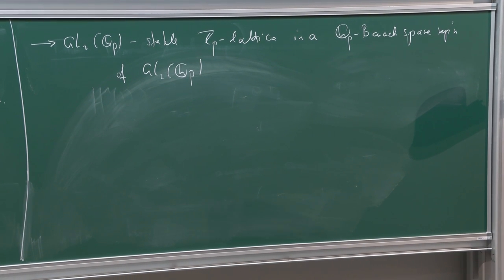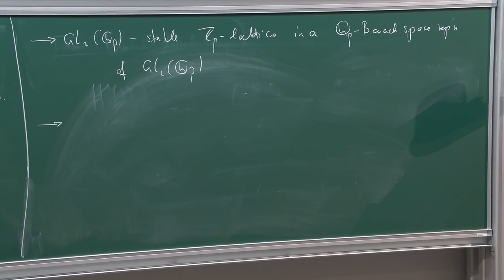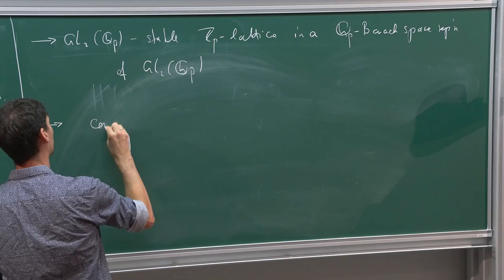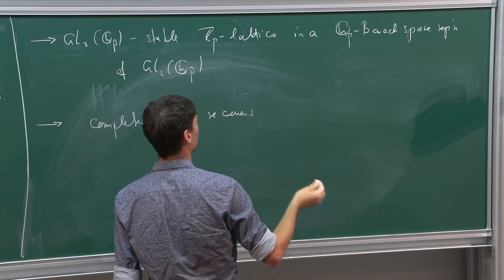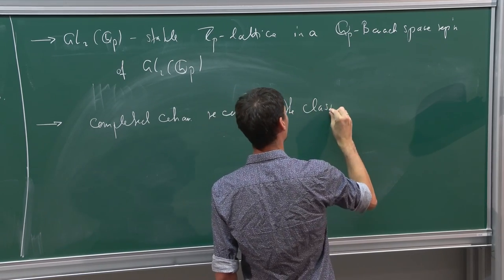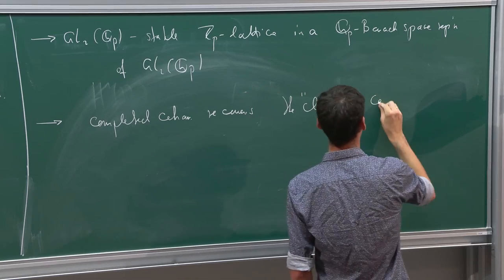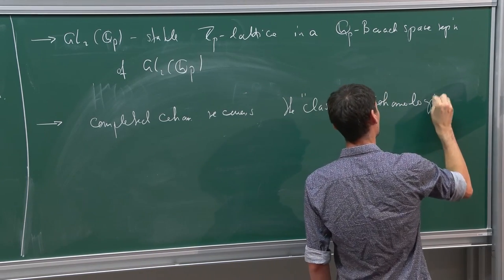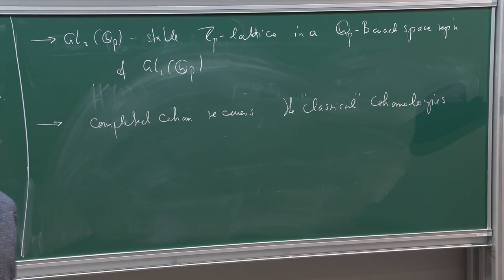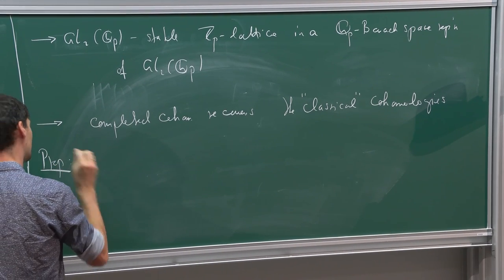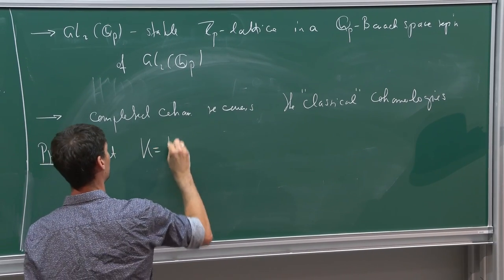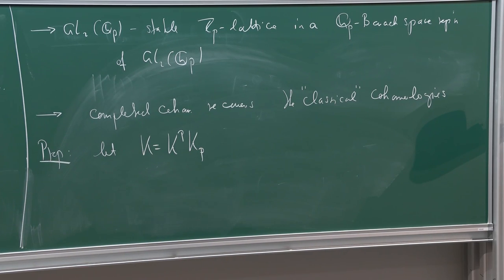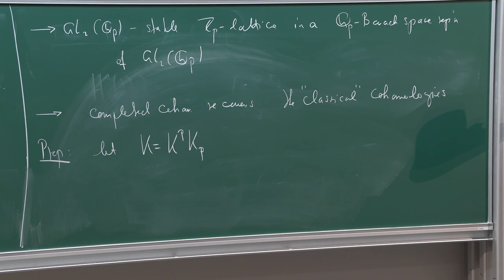And one of the main features why it's nice, it recovers all the cohomologies that I've been talking about before. Okay, so completed cohomology recovers the classical cohomologies. By classical, I just mean those that I've been talking about before. Okay, and this is the following proposition. For these classical cohomologies, I need a full level, so I have to add some level at P.